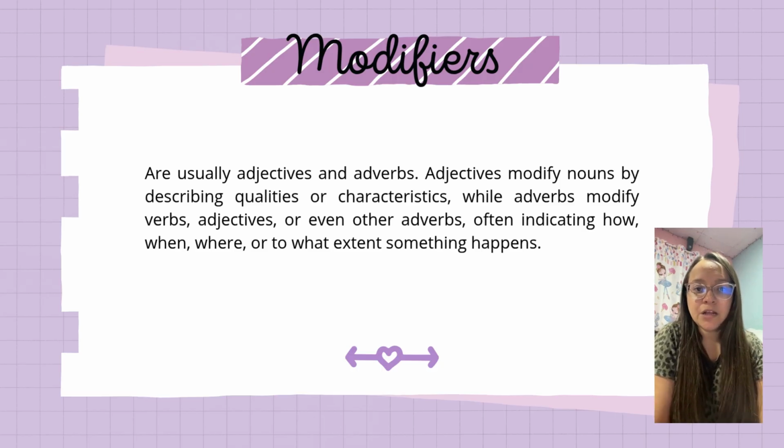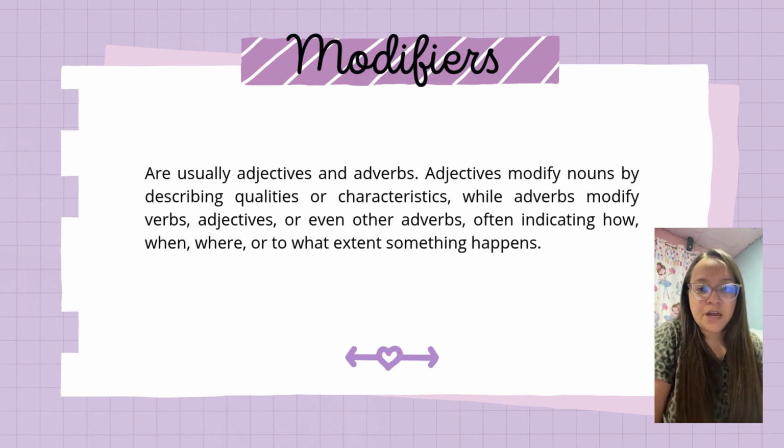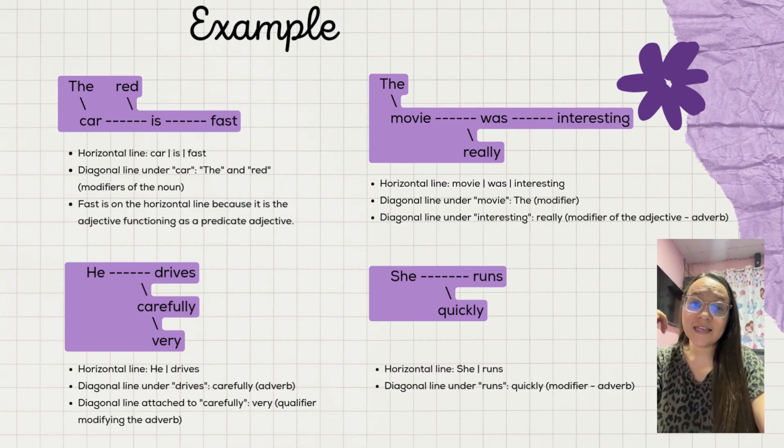Let's start by talking about modifiers. In English, a modifier is a word, phrase, or clause that gives more information about another part of the sentence. The most common modifiers are adjectives and adverbs. As you can see, in a sentence diagram, the modifier is placed on a diagonal line below the word it is modifying.